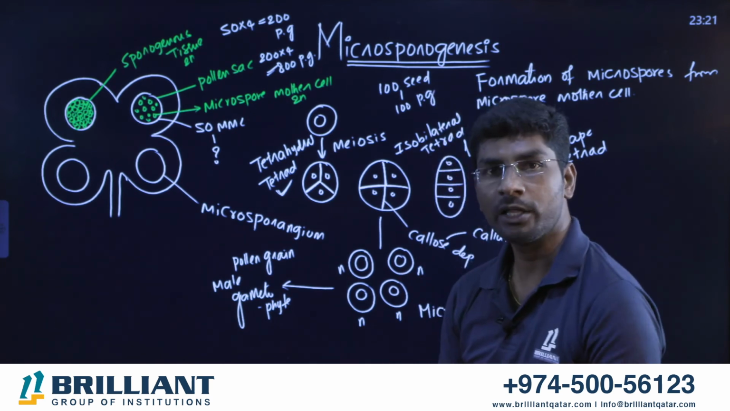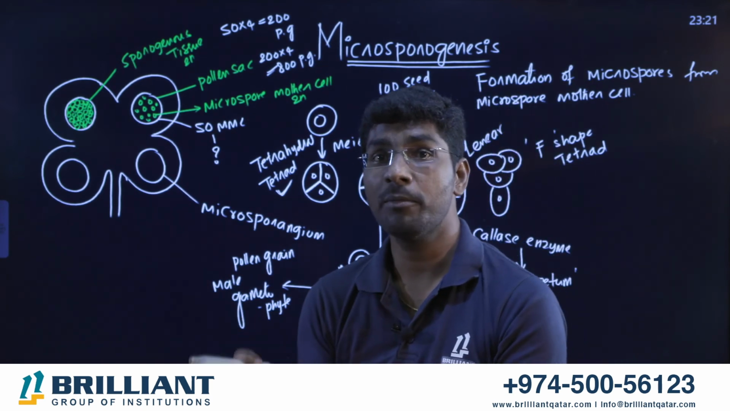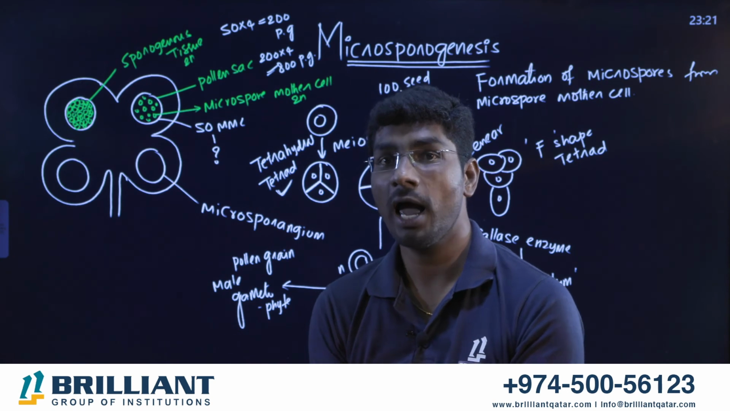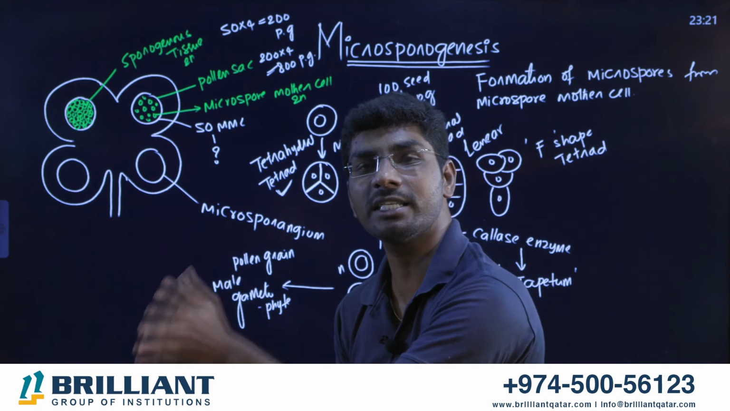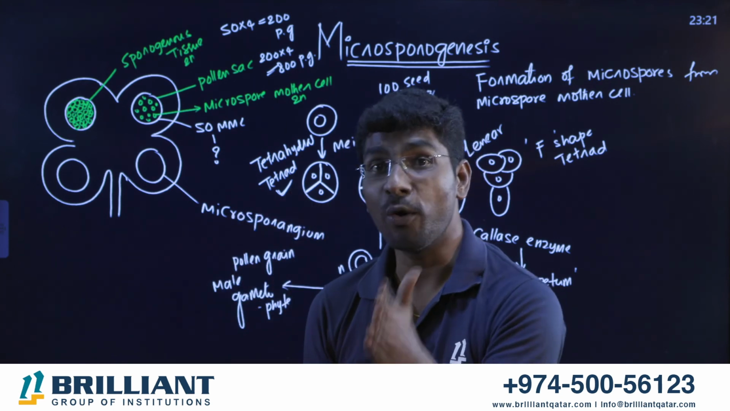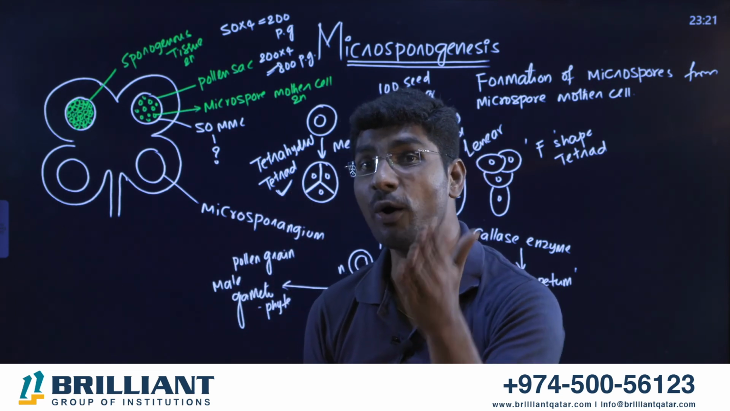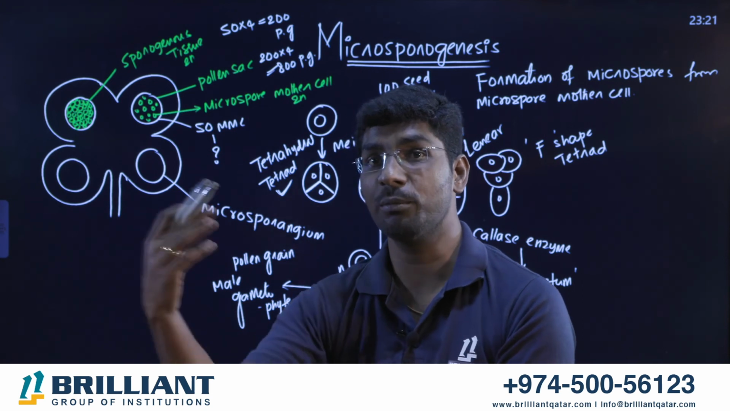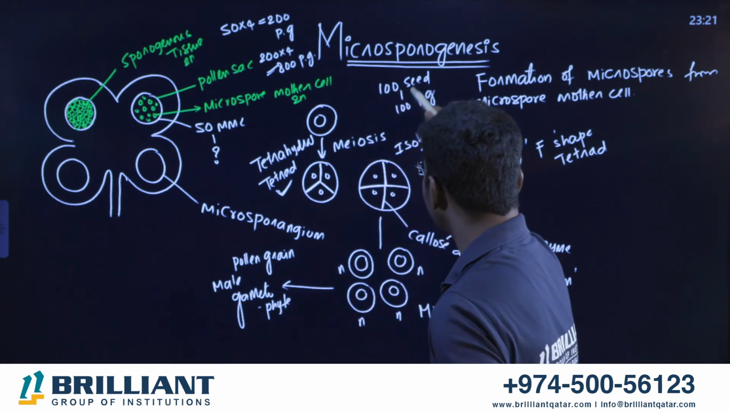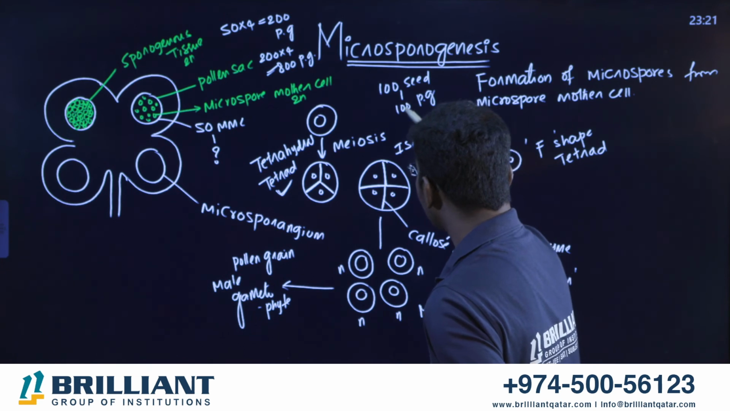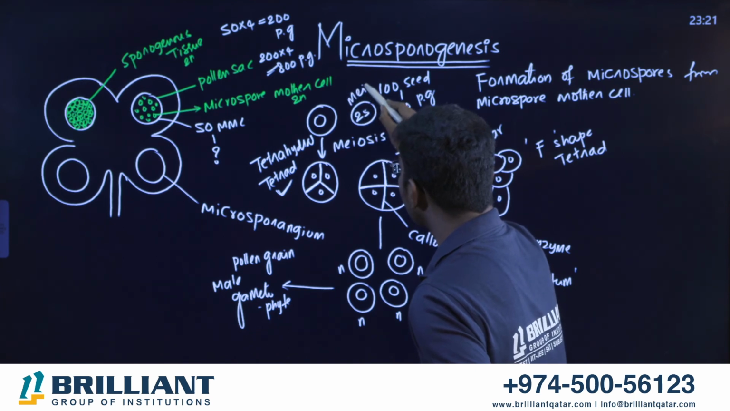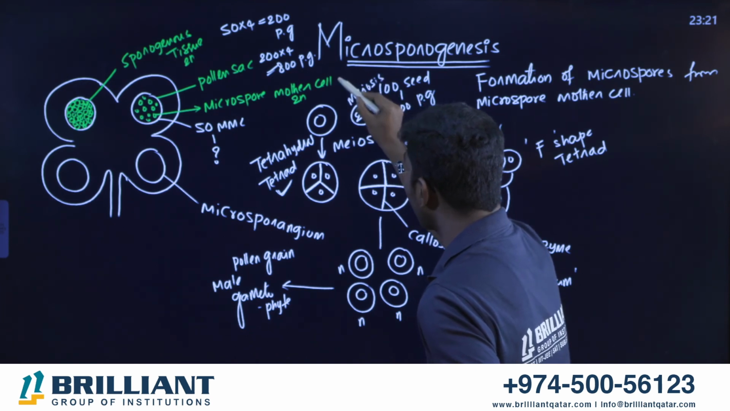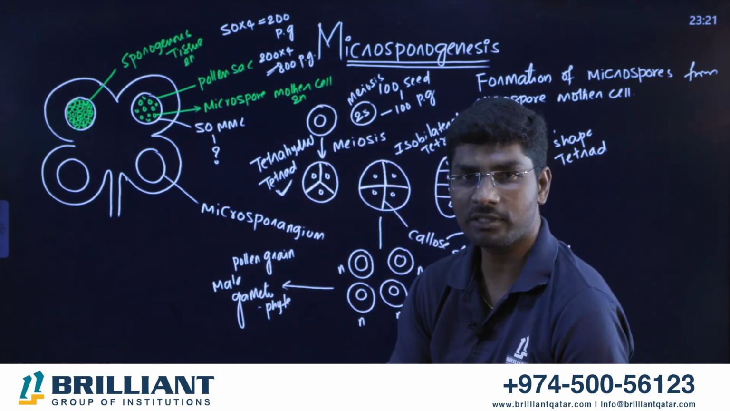The question: how many pollen mother cells or how many meiosis divisions are required for the formation of 100 seeds? 100 seeds need 100 pollen grains. For the formation of 100 pollen grains, 25 meiosis. Yes or no? 25 meiosis or 25 pollen mother cells are enough.